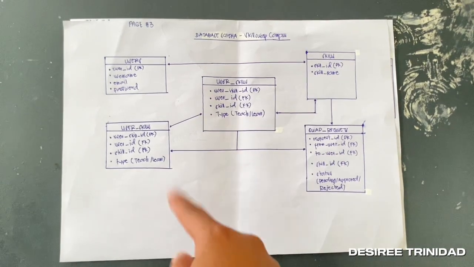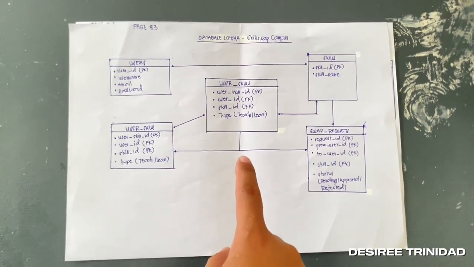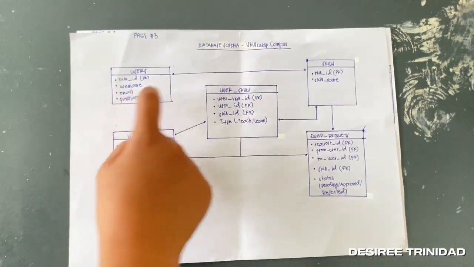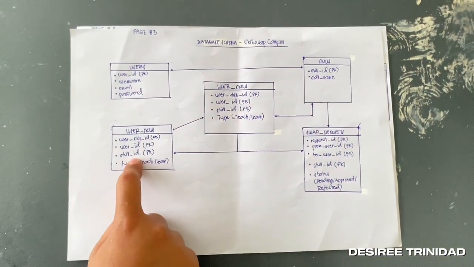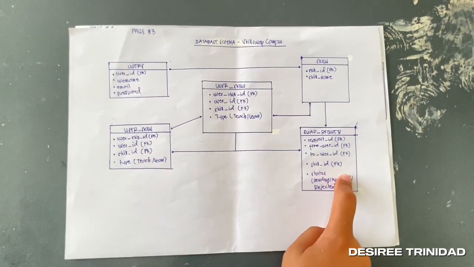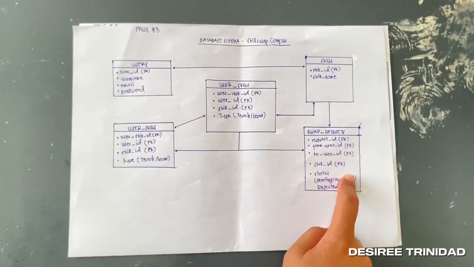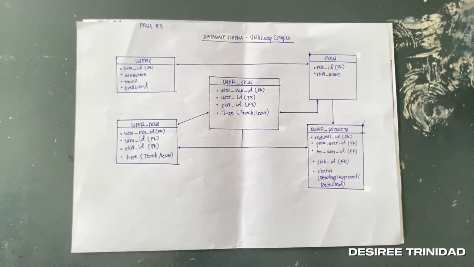Here is our database schema. We store users' information, the skills, and the swap requests. This helps the system track all users and their skill swaps.